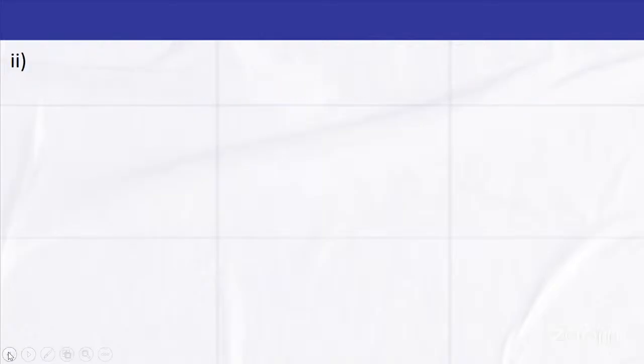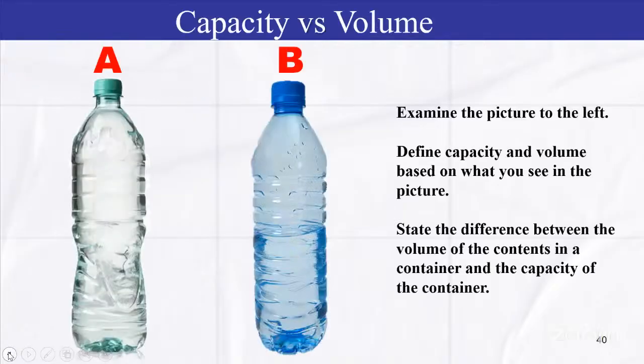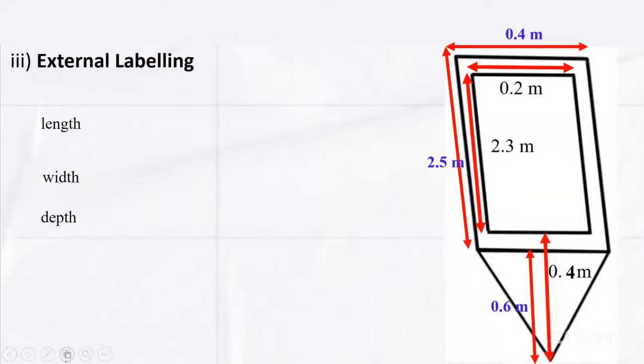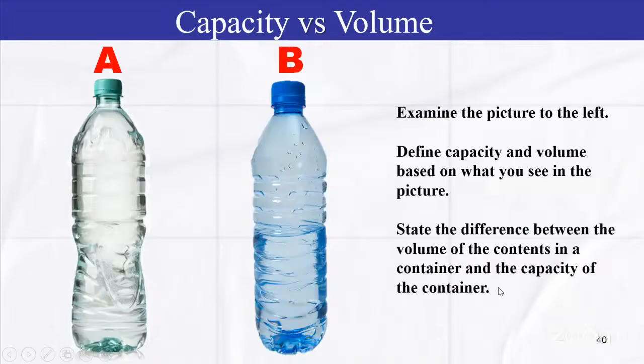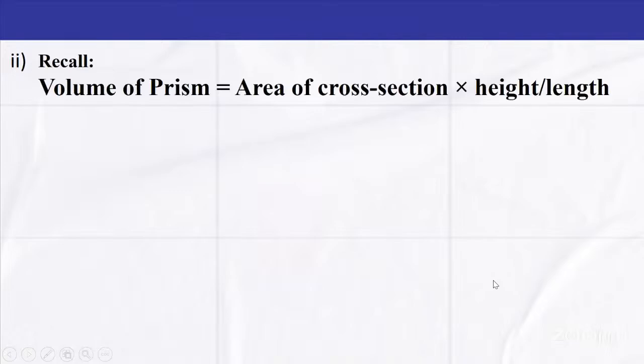Let's go back because we are going to calculate the capacity of the trough. All right, so we want to recall that to calculate the volume of a prism, it's the area of the cross section, and we're going to multiply that by the height or the length, depending on how we refer to it based on its orientation.